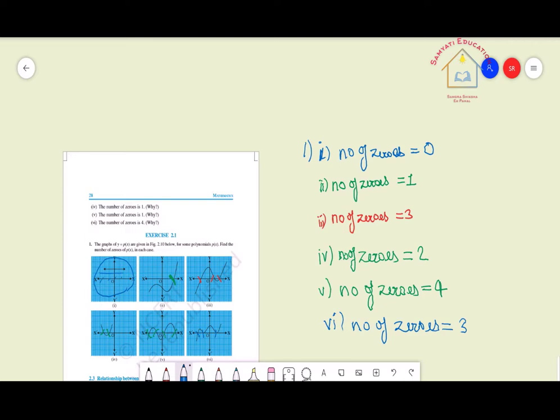And now in the next tutorial we are going to solve some questions of exercise 2.2, and we will get the idea how to solve those questions.